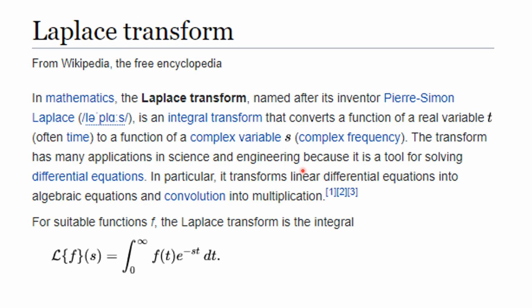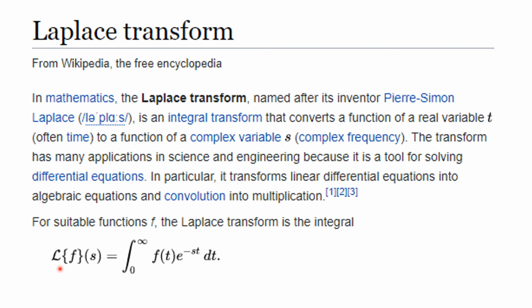This is used in speech compression and other digital signal processing things. And it is a tool for solving differential equations, and that's where you can encounter this at the college in the course called 2270. In particular, it transforms linear differential equations into algebra equations, which are easier to solve, and it turns integral convolutions into multiplication. For suitable functions f, the Laplace transform is defined by this integral.